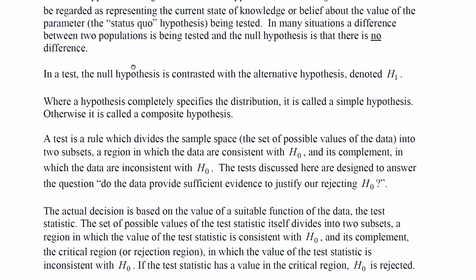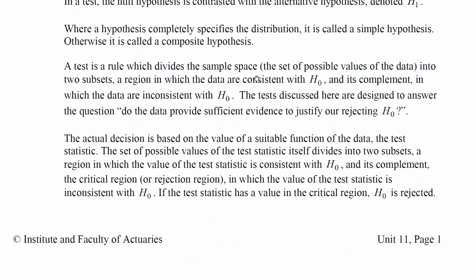A test is a rule which divides the sample space, the set of possible values of the data, into two subsets: a region in which the data is consistent with H0, and its complement, its negation, in which the data are inconsistent with H0. The tests discussed here are designed to answer the question: does the data provide evidence to justify our rejecting H0?